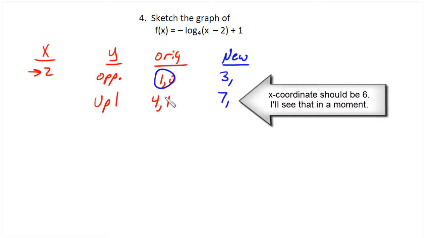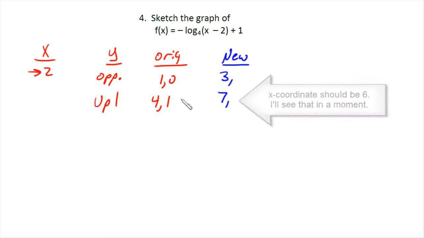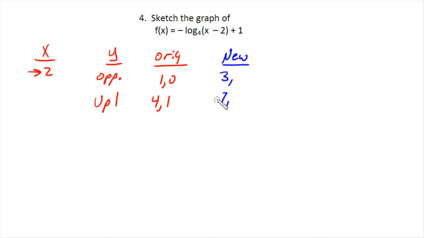Right 2 from 1 is 3, right 2 from 4 is 6. Okay, that would be 6, not 7. And then the vertical asymptote is usually x equals 0. It goes right to x equals 2. All right, there we go.